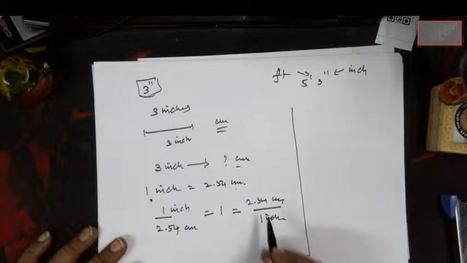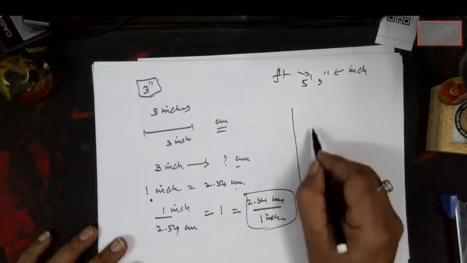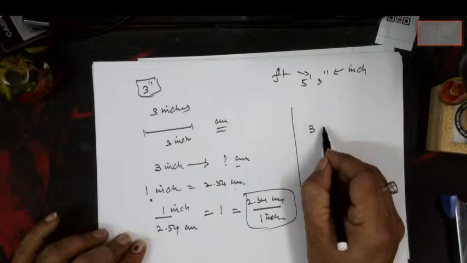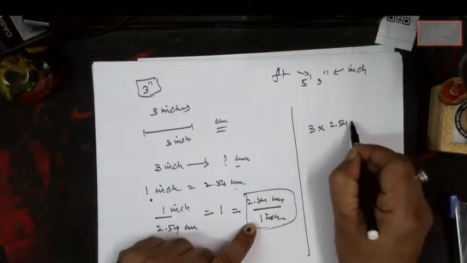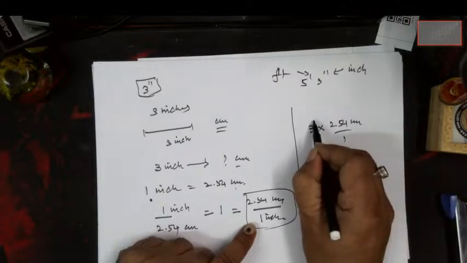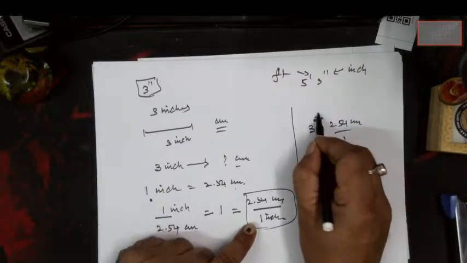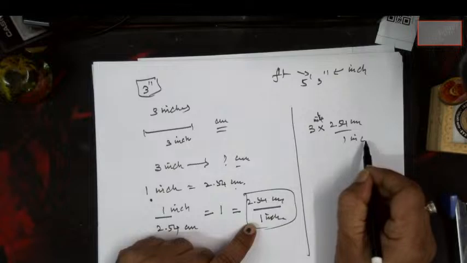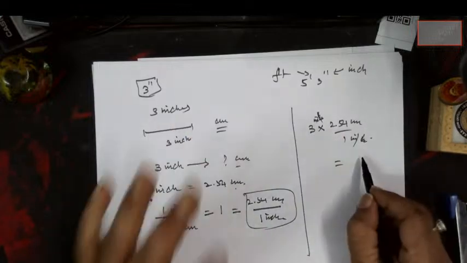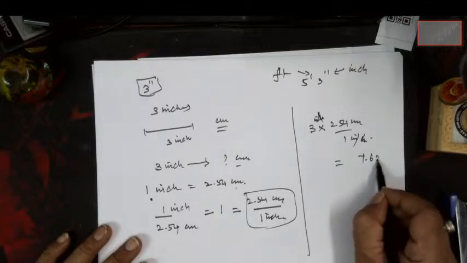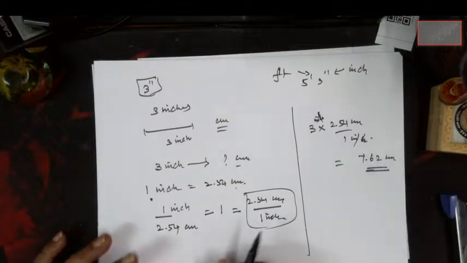அப்போனா இந்த ஃபேக்டரை யூஸ் பண்ணிடலாம். ஸோ இப்போ 3 inches into this factor. 2.54 centimeter divided by 1 inch. இந்த inch cancel ஆகிடும். அப்போ 3 into 2.54 அதை அப்படியே மல்டிப்ளை பண்ணுறோம். 7.62 centimeter. ஓகே.